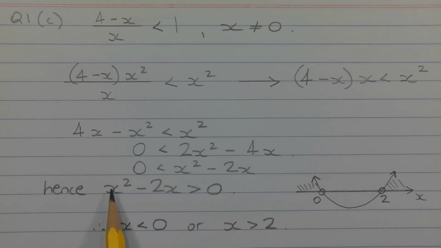Now, the graph of x squared minus 2x, being a quadratic, is a concave up parabola, intersecting the x-axis at x equals 0 and x equals 2. But 0 and 2 are not part of the solution set. Now we're interested in the part of the parabola that's above the x-axis, and that occurs when x is less than 0 or x is greater than 2, which happens to be our solution. Therefore, x is less than 0 or x is greater than 2.